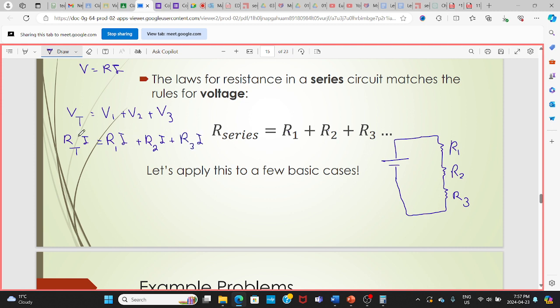Why is this the same I everywhere? Why don't I say I total, I1, I2, I3? Because in a series circuit, I total is the same as I1, is the same as I2, and I3, right? We said that this is just one path, and I is going to be the same. That's why I just put it everywhere the same. Now you can divide each term by I, and then you will have R total is R1 plus R2 plus R3, okay? This is the proof of that.